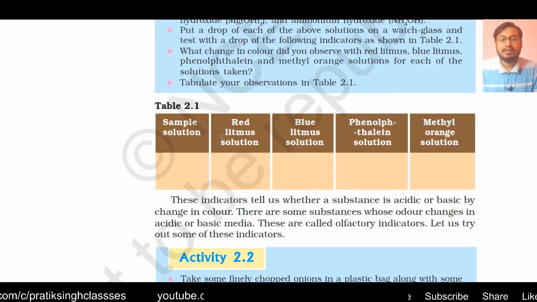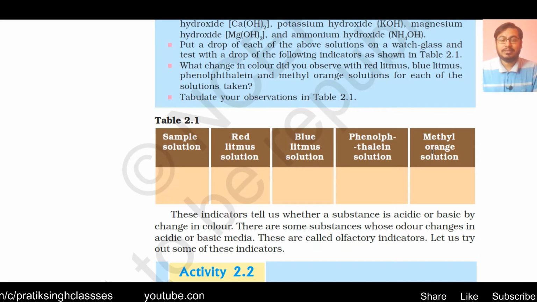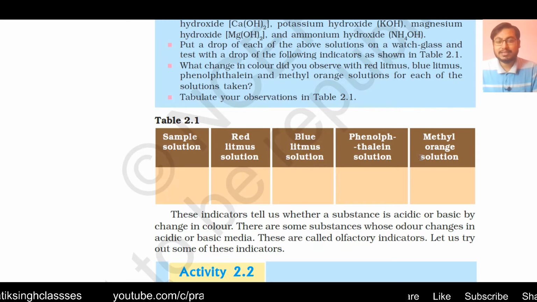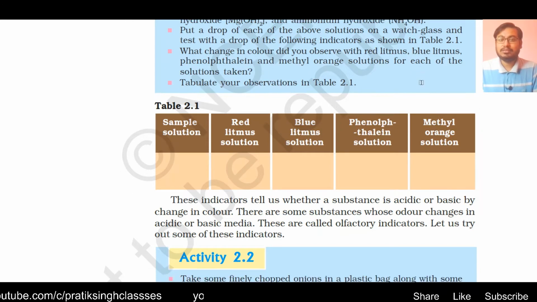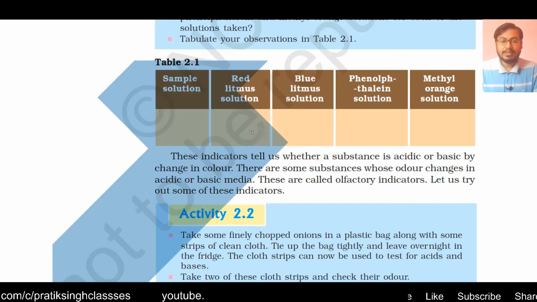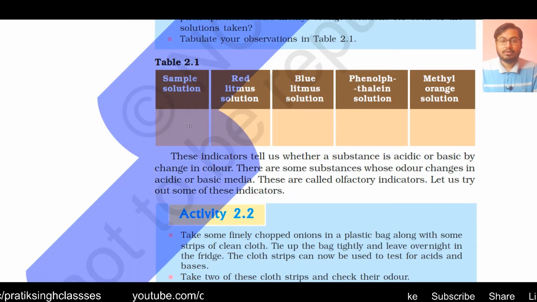When you put red litmus solution in each of them, what has happened, whether the color has changed or not. When you put blue litmus solution, what has happened, and with phenolphthalein solution and methyl orange solution, whether the color has changed or not, whether any kind of smell or fume is coming, whether the temperature changed, and a lot of other things. What change in color did you observe with red litmus, blue litmus, phenolphthalein and methyl orange solution for each of the solutions taken? Fill it in this table 2.1.